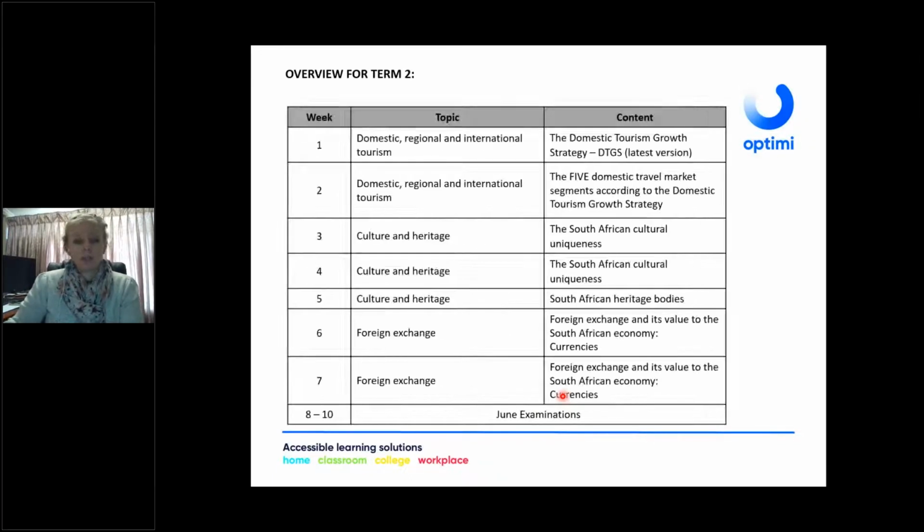For term 2, for week 1, you had to look at the domestic tourism growth strategy. Week 2 was the 5 domestic travel market segments according to the domestic tourism growth strategy. For week 3 to 5, we had a look at the cultural heritage, which included the South African cultural uniqueness and then the South African heritage bodies. And then for weeks 6 and 7, you had to look at the foreign exchange and its value to the South African economy and the currencies thereof.